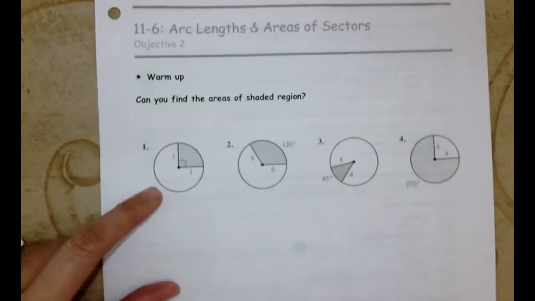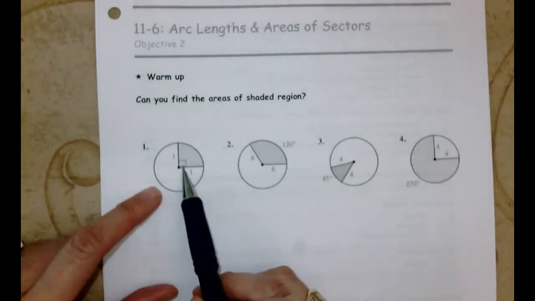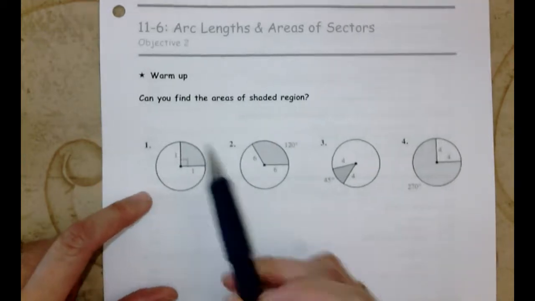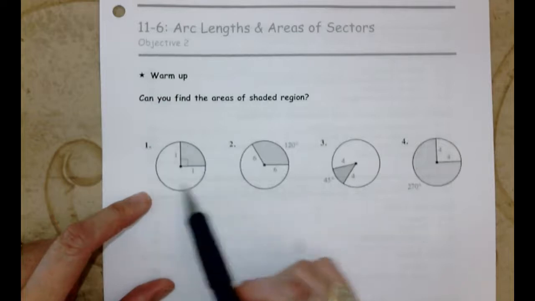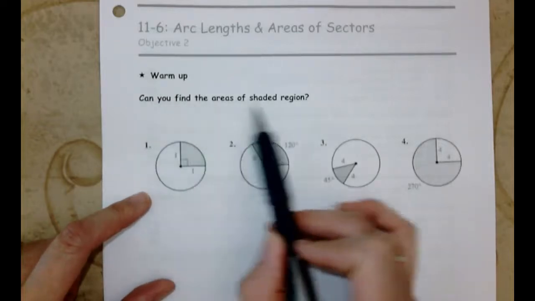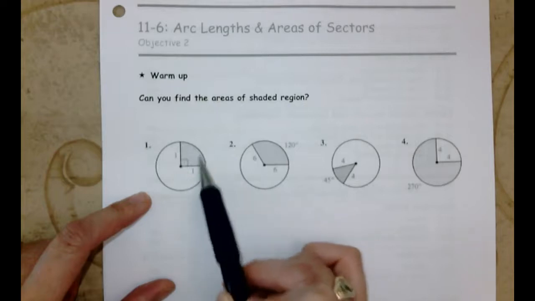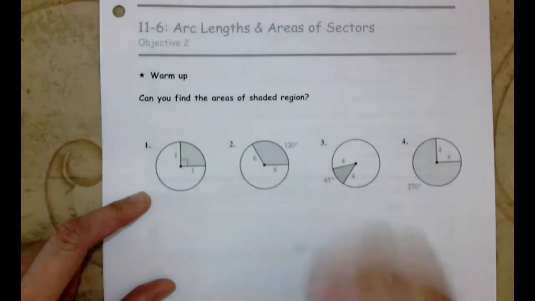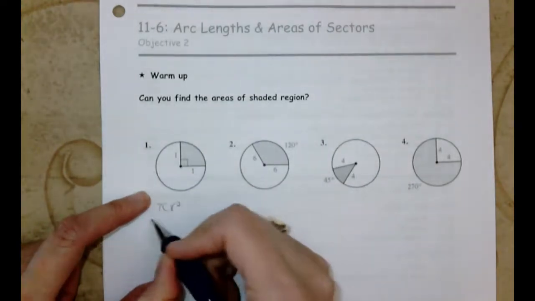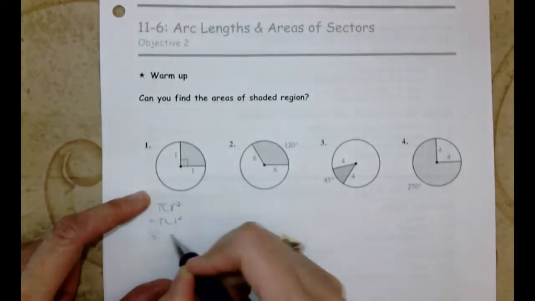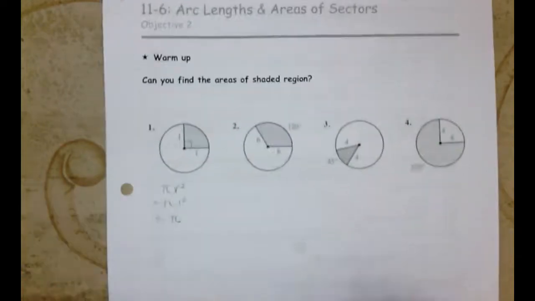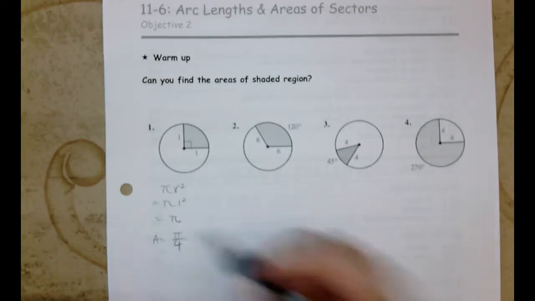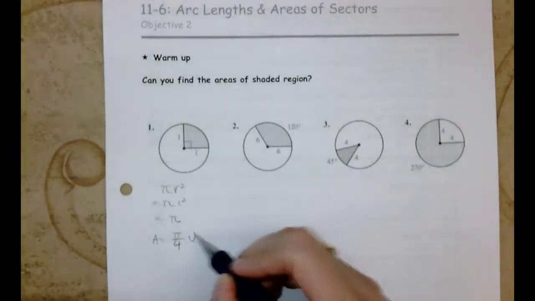If this is 90 degrees, you know that there are 4 of these, right? So can you find the area of the shaded region? The radius of this circle is 1, so the area is pi r squared. That's pi times 1 squared, which is pi, and that's a quarter of it. So the area of this sector is pi over 4 units squared.